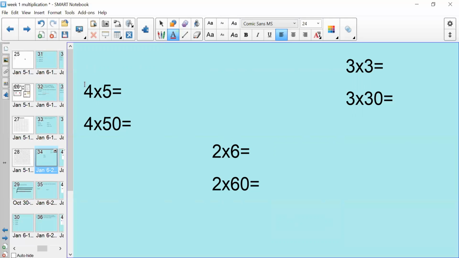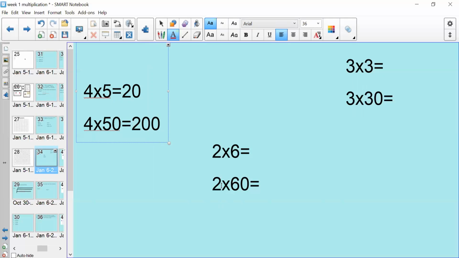Okay, perfect. So when I say known facts, if you had to get this as a question, only 4 times 50, you can say to yourself that you know for a fact that 4 times 5 is 20. Therefore, 4 times 50 is going to be 200.